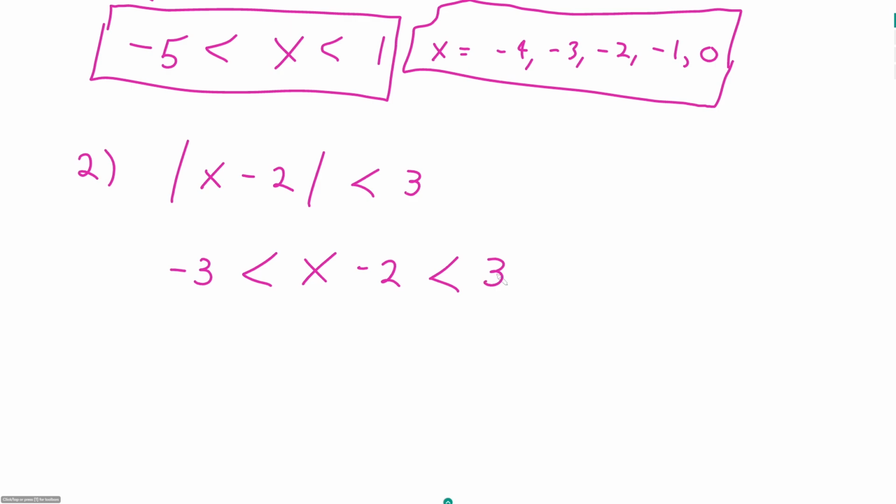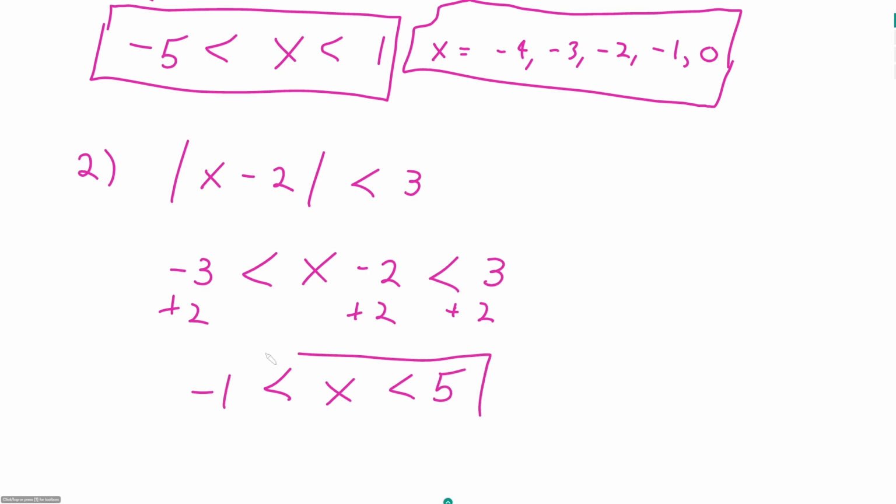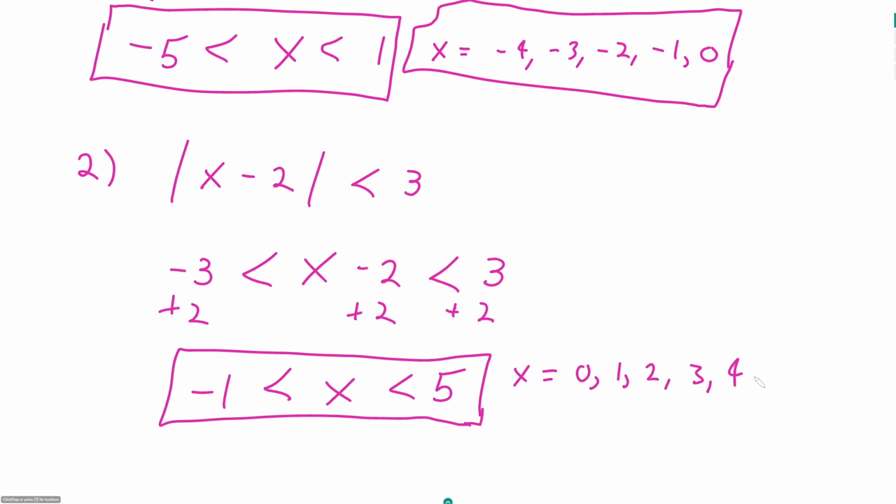Now we want to get x by itself in the middle, so we just have to add 2 to each side, which gives us x is between -1 and 5. And remember, we're looking at this statement by itself here, so we still have multiple values for x. If we did the same thing that we did before, we can write out all of those values. So x can be 0, 1, 2, 3, or 4, which makes this statement insufficient as well.